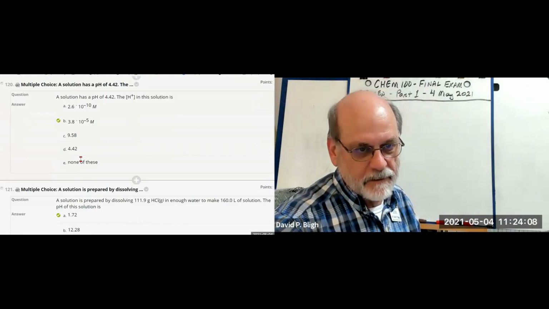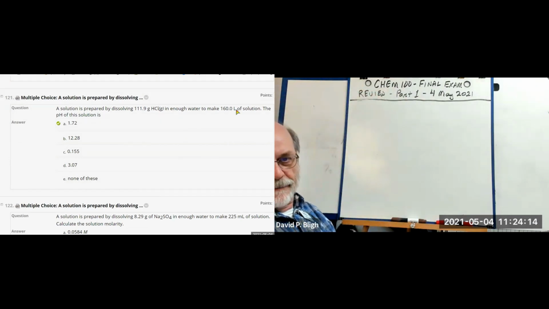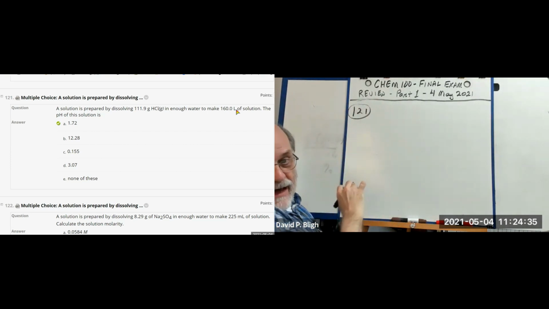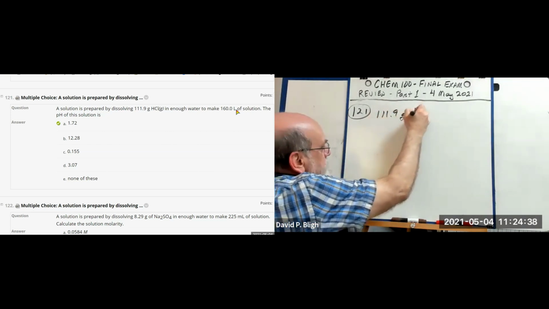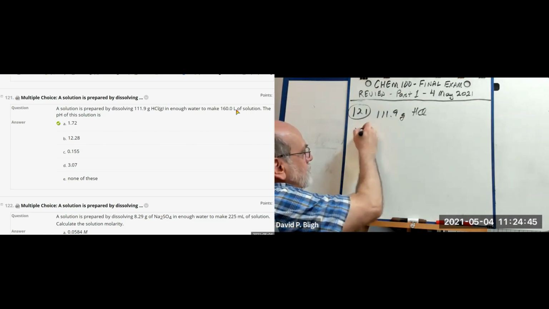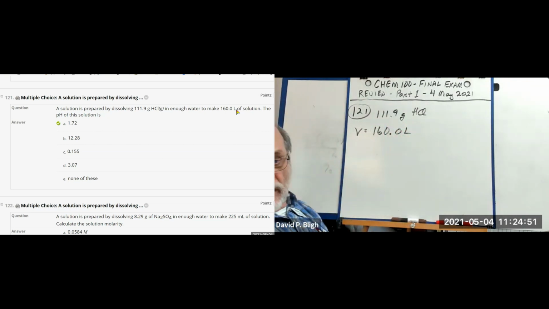121. All right. A solution is prepared by dissolving 111.9 grams of hydrogen chloride gas in enough water to make 160 liters of solution. What's the pH? Okay, 121. What are we given? 111.9 grams of HCl. And the final volume is 160.0 liters.